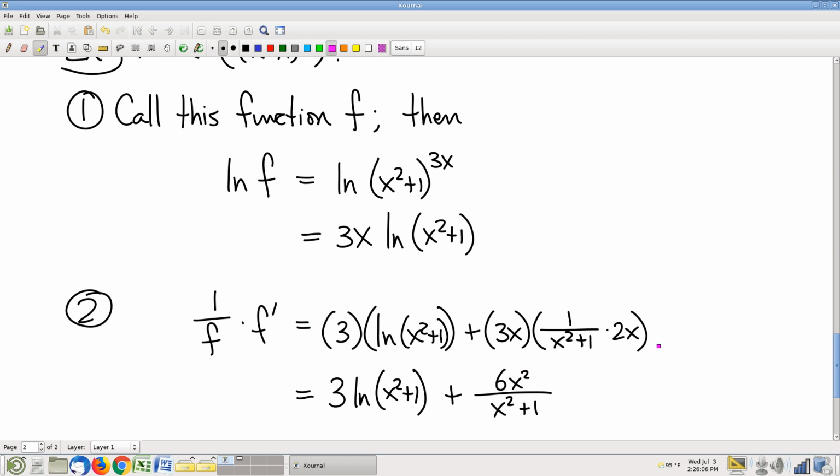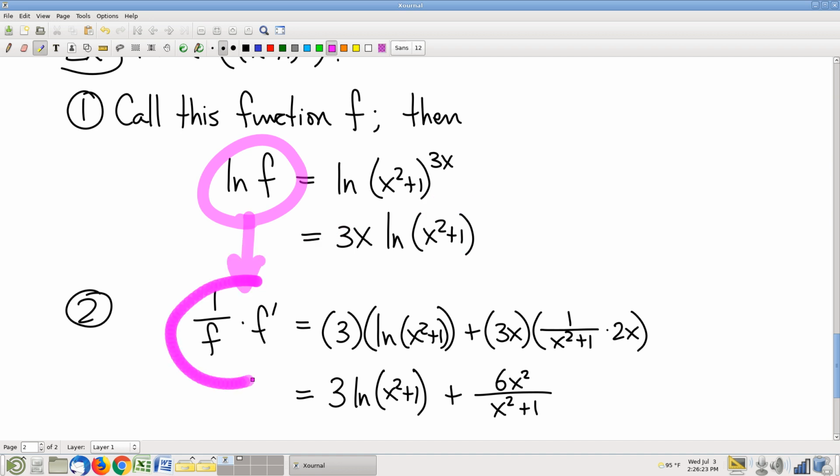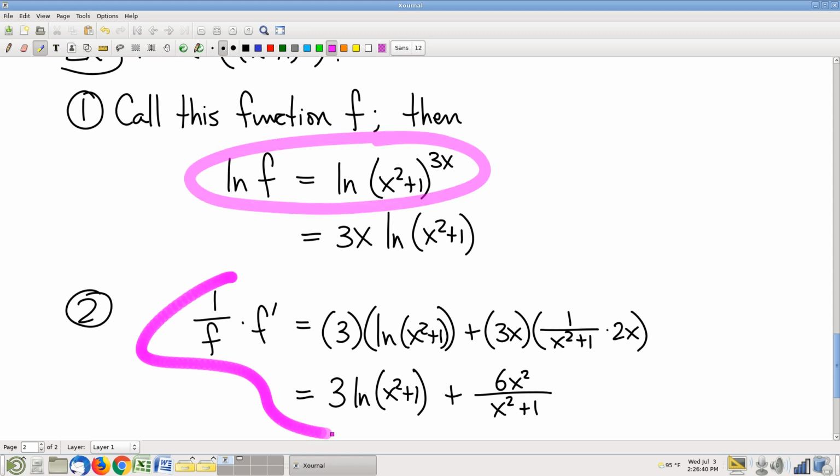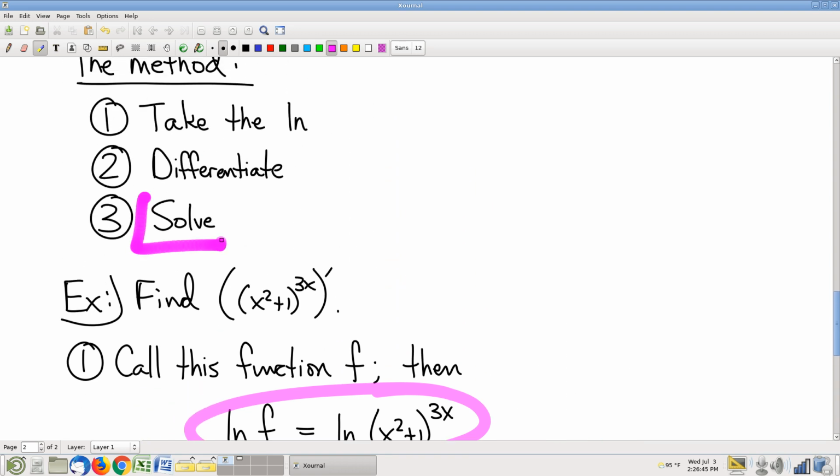Now, of course, we also have to differentiate the left-hand side. On the left-hand side, keep in mind, this expression here is no longer f. This is log of f. We took the log of both sides. So, differentiating on the left, we get that. Don't forget about the chain rule. Taking the derivative of a log, you get a reciprocal, but because of the chain rule, you multiply by f prime. So, we took a log of both sides. We then differentiated both sides. And now, going back up to our method, the very last step, solve.